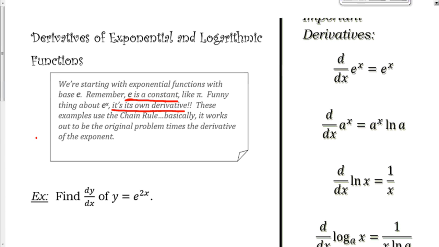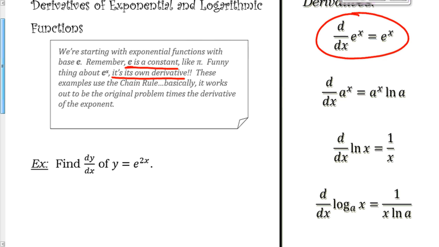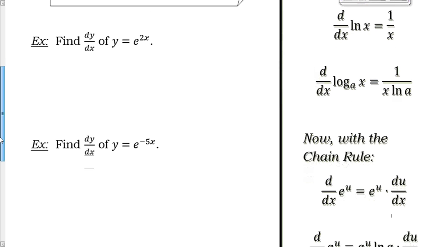So that makes it really nice. And here's that rule. If you take the derivative of e to the x, then you will get e to the x. So what we're going to do now is work with that fact and some chain rule information to find some derivatives. Let's go ahead and start with the first one, remembering the rule that the derivative of e raised to the x is e raised to the x.